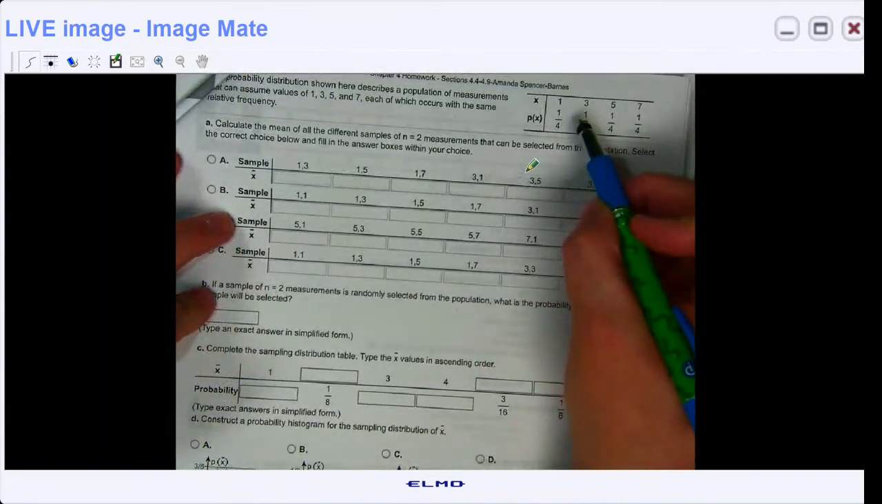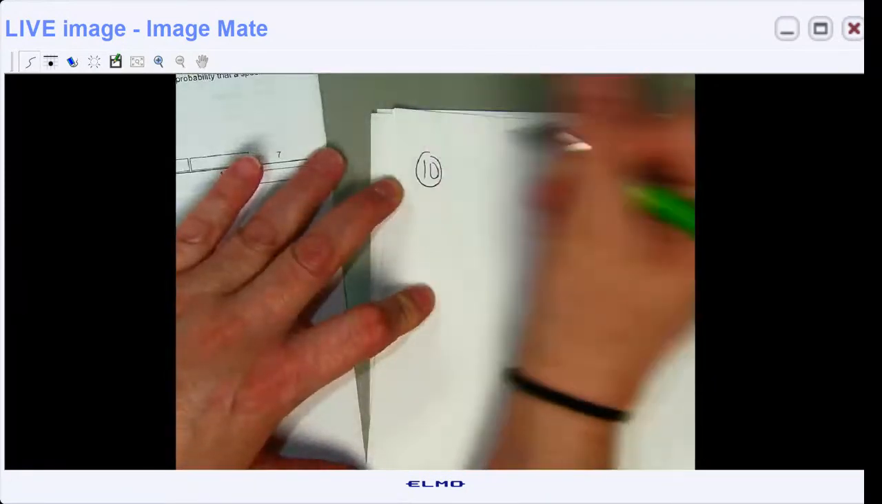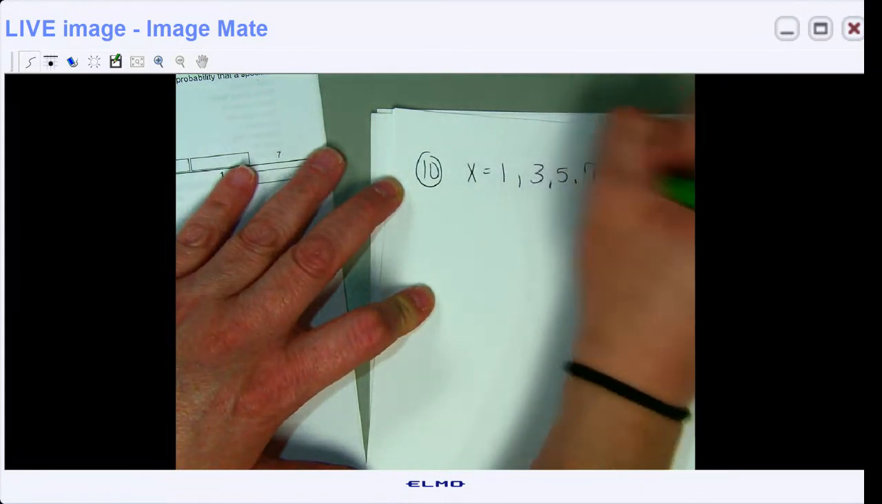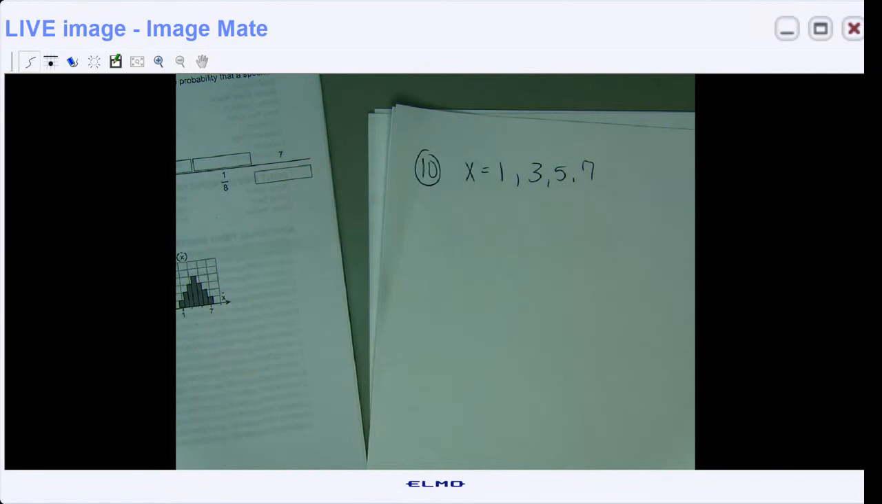It's giving us a chart. Probability distribution describes a population of measurements that can assume values of 1, 3, 5, and 7, each of which occurs with the same relative frequency. So what this is asking us first is how many sample sizes can we make out of 1, 3, 5, and 7? So if we remember back to chapter 3, when we were saying, okay, let's see, x is 1, 3, 5, and 7, how many combinations, how many pairs can I make out of these numbers?